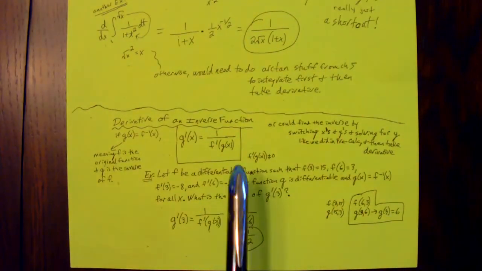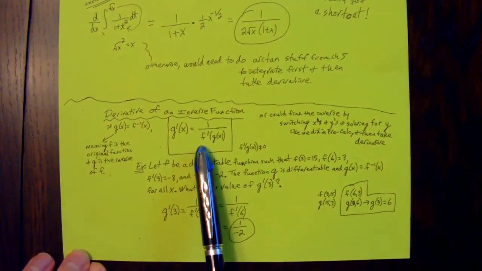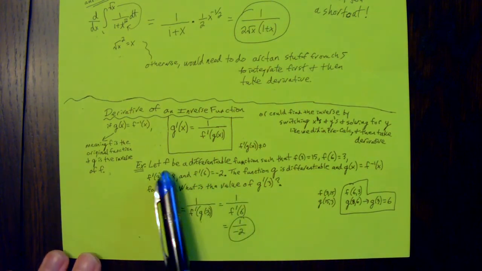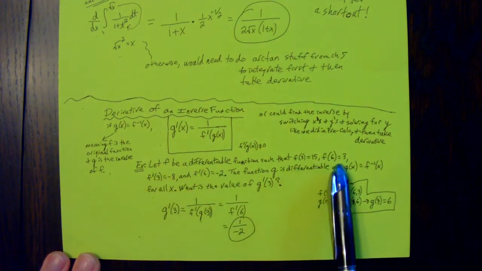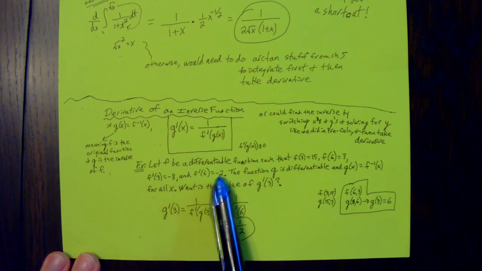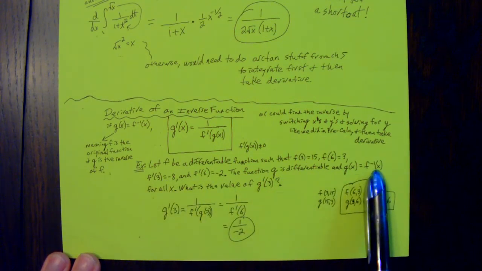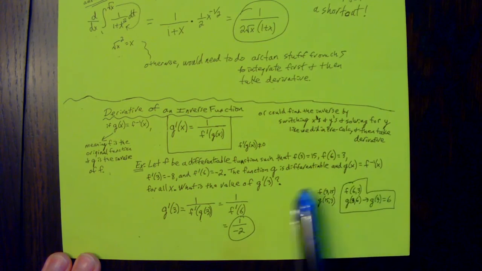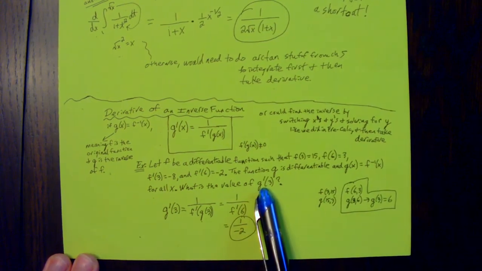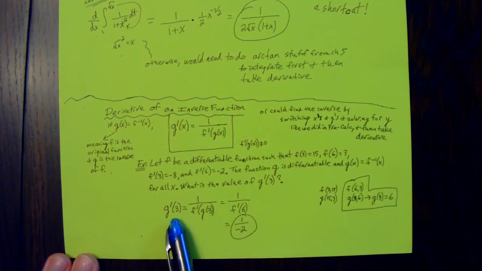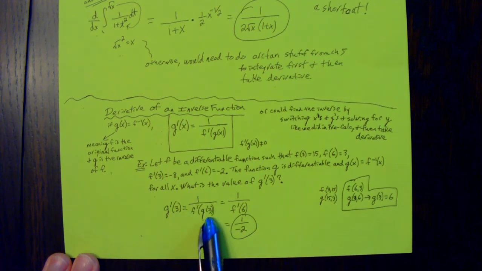So as we look at this example, that's the same exact thing I just took from the blue sheet. And here's the problem. It says f is a differentiable function, gives me a few points on f, and gives me a couple points for f prime. The g is the inverse function, and I want to know what is the derivative of that inverse function at 3. So I'm going to use that formula. g prime of 3 is 1 over f prime of g of 3.